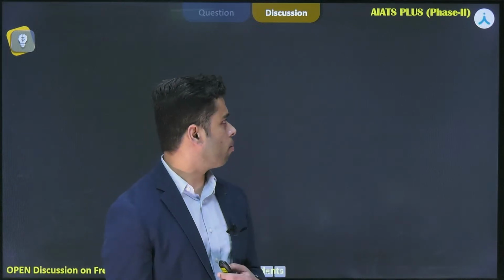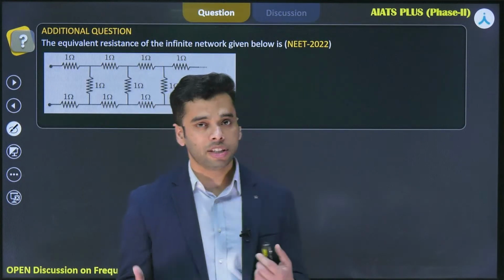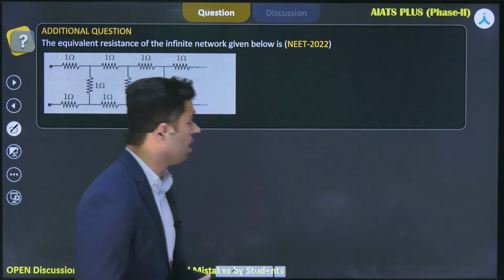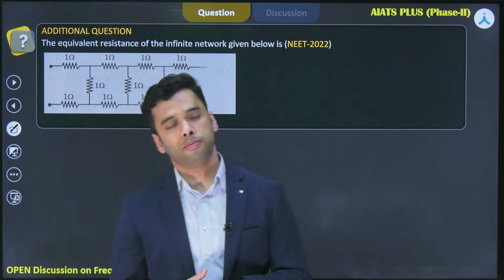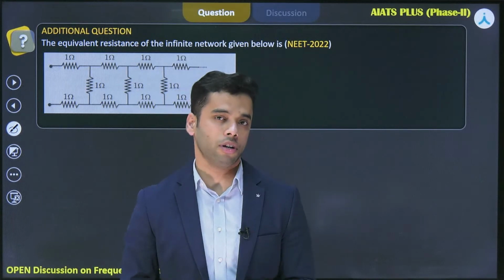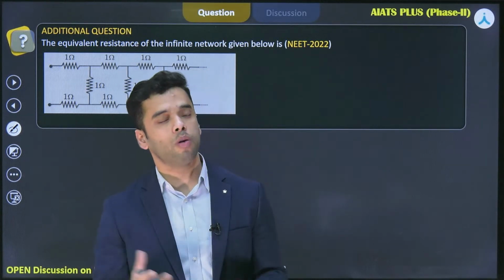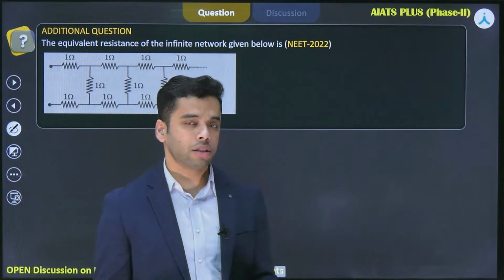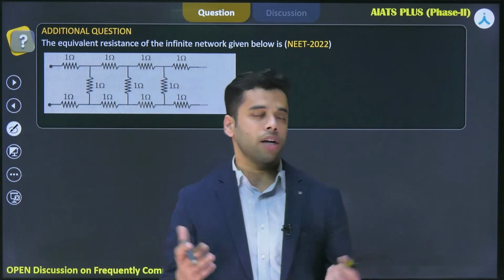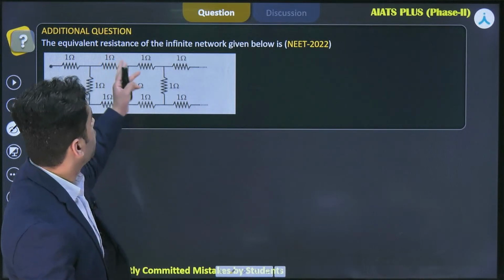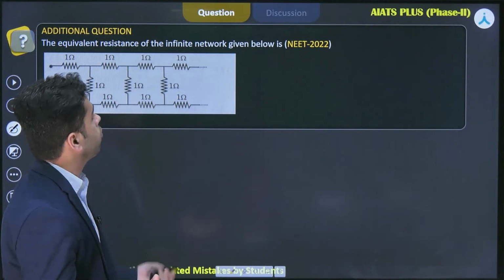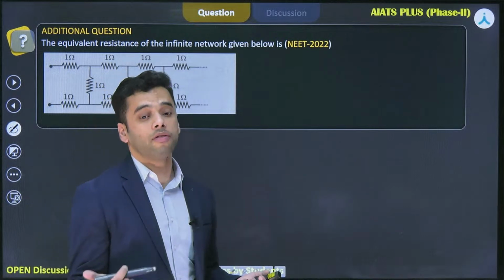Let me show you a problem which was asked in the recent NEET examination, and this is the problem from NEET 2022. This problem is based on the concept of infinite ladder network. Infinite ladder network is one of the problems that you must practice for the examinations, as you can expect such problems in the NEET examination also. It says that you need to find the equivalent resistance of the infinite network given below. So this is the infinite network given below.